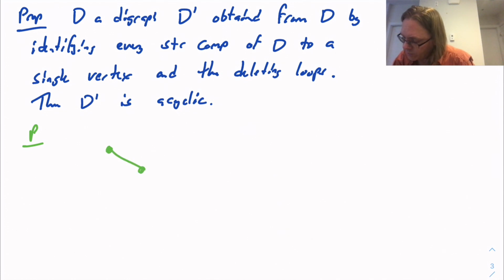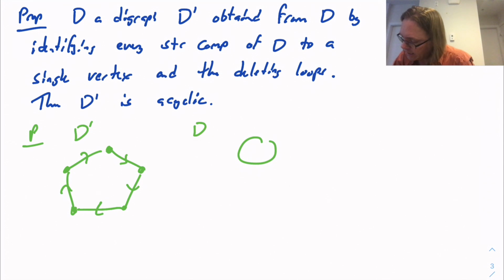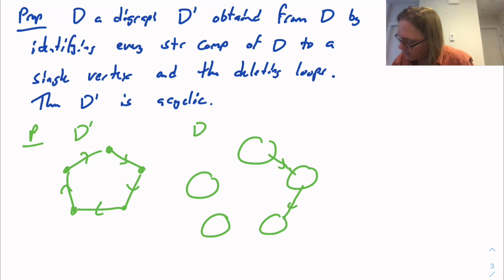So if you saw a directed cycle here in D prime, then in the original digraph D, each of those vertices would be a strong component. Right? What that means is that you have some edges like this between these strong components.